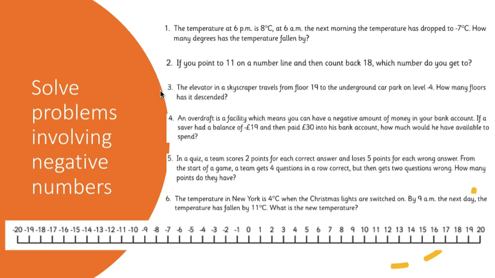Number 3. The elevator in a skyscraper travels from floor 19 to the underground car park on level minus 4. How many floors has it descended? Question 4. An overdraft is a facility which means you can have a negative amount of money in your bank account. If a saver has a balance of minus £19 and then pays £30 into his bank account, how much would he have available to spend?